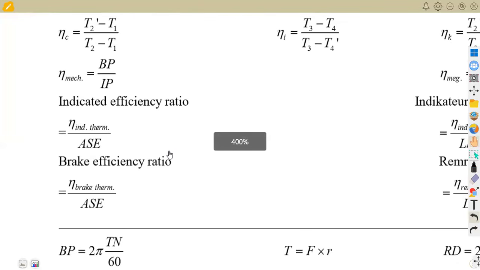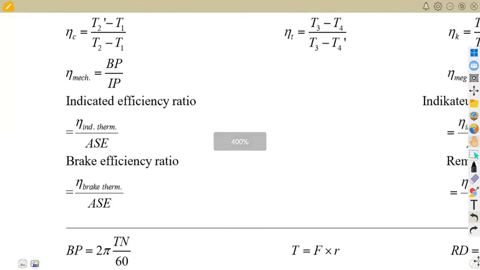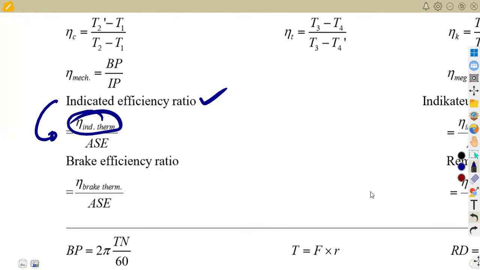They gave us the indicated efficiency ratio. That it is equivalent to the indicated thermal efficiency over the air standard efficiency.